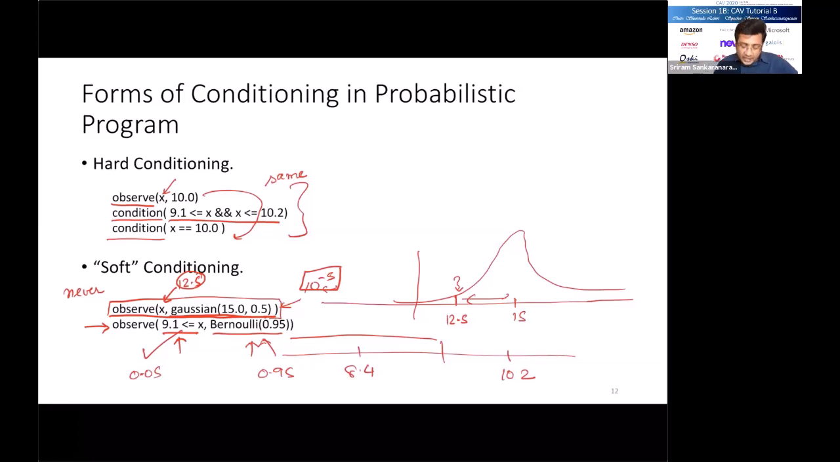But there is soft conditioning, and this is much nicer. You don't block any execution. The execution just proceeds as if the probability just went up and down. So I'll stop here for a few questions if there are any.